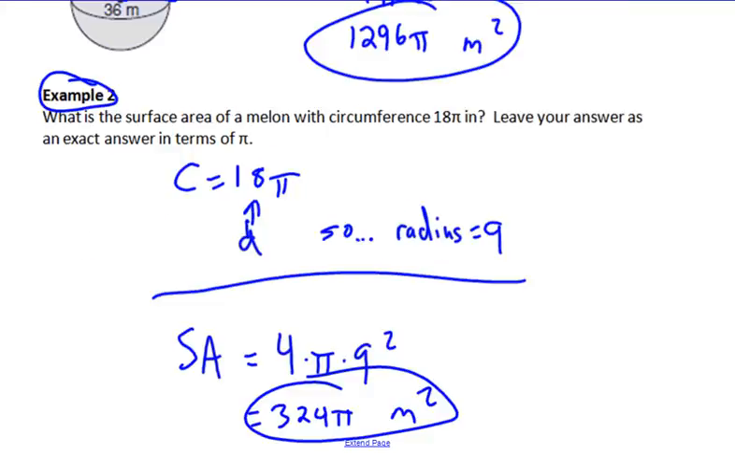Alright, so when working it out, I took the circumference is equal to 18 pi, and circumference is pi times diameter, so that means the diameter was 18, which means the radius is 9. And I can plug that in for the formula for surface area then to find 324 pi inches squared. Made a mistake there. Inches squared. You could never tell. Alright, and that is surface area of a sphere.